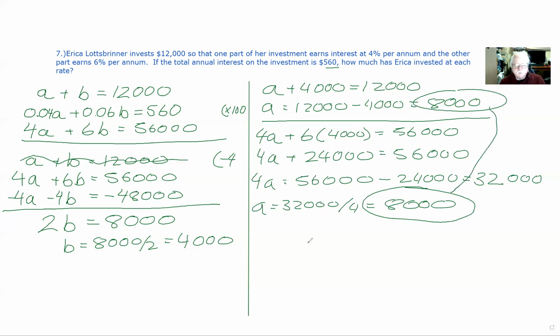So our ordered number pairs, A comma B, would be 8,000 comma 4,000. We could check it by plugging them back in, but I don't think we really need to because we can see that 8,000 and 4,000 equals 12,000. So let's call it quits there. That's what they wanted us to do.